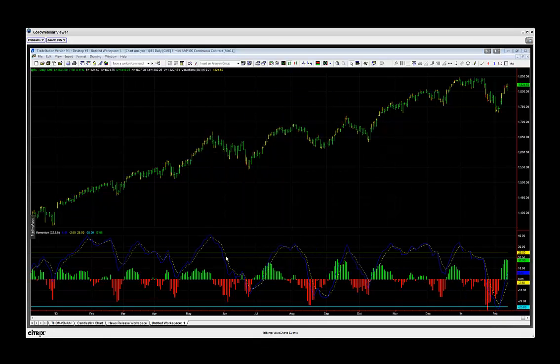So you have a fast line and a slow line. The fast line is the solid blue line, the slow line is the dotted line, and the histogram is measuring the spread between the fast and the slow line. What this is helping you to determine is the strength of up moves and down moves, the strength of a market when it's moving higher or lower. I use it typically for divergences.